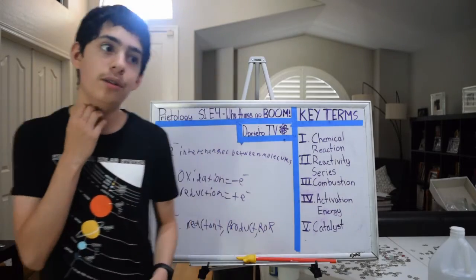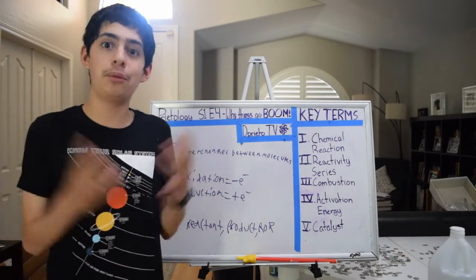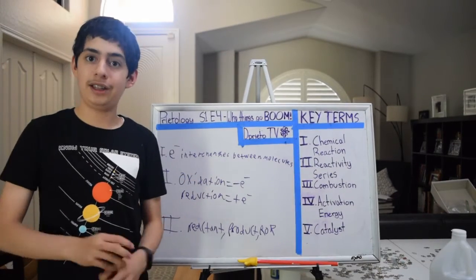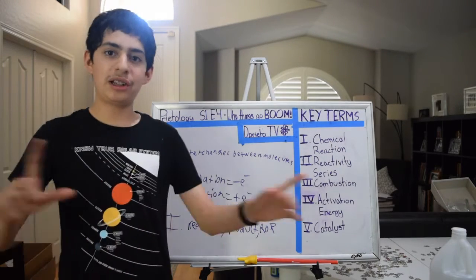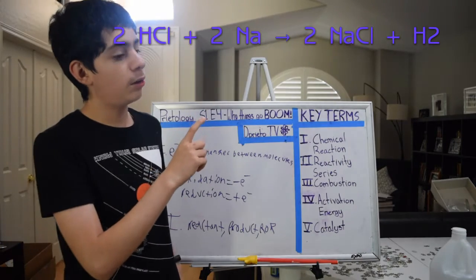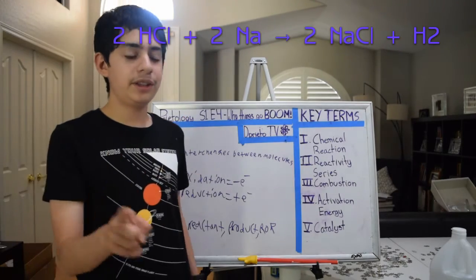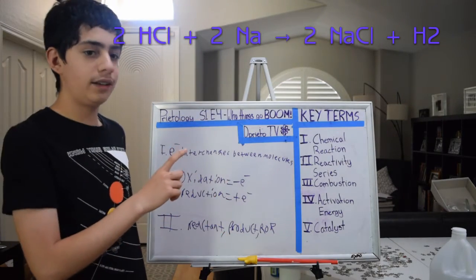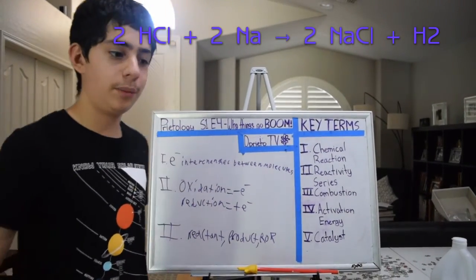And there's also 2 types of chemical reactions: endothermic and exothermic. Endothermic likes to suck up energy as heat or light, and exothermic likes to puke out energy as heat or light. Usually chemical reactions have special equations. Up here is an example of a chemical equation. It has 2 hydrochloric acid molecules and 2 sodium molecules, and the arrow means that when you add those 2 together, they turn into 2 sodium chloride molecules and 2 hydrogen molecules.